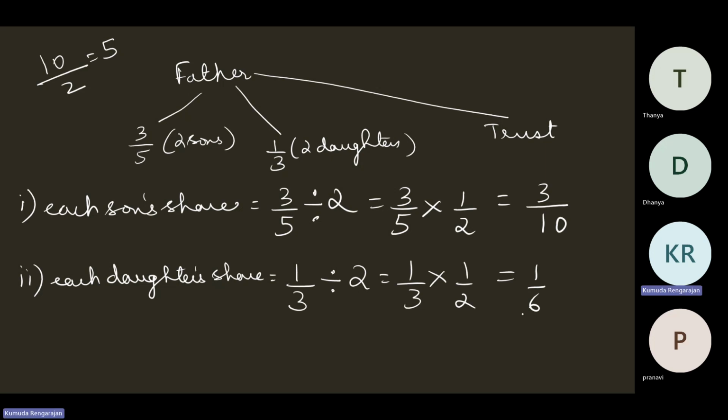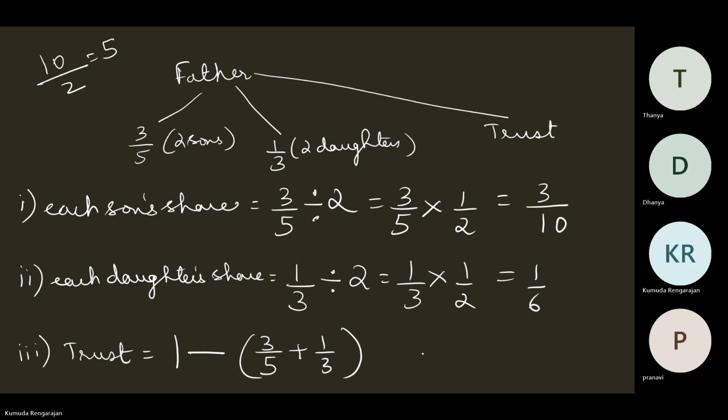Then how much is given to the trust? So totally, this is the sons' share, this is the daughters' share, so this is the sons' and the daughters' share together. 3 by 5 is the two sons' share, 1 by 3 is the two daughters' share. So when you add 3 by 5 and 1 by 3, that is the total share for the children. Now 1 minus this will be the fraction which goes to the trust.